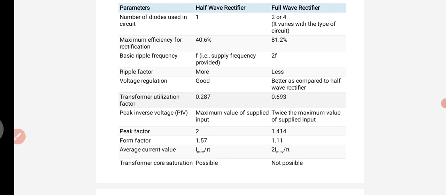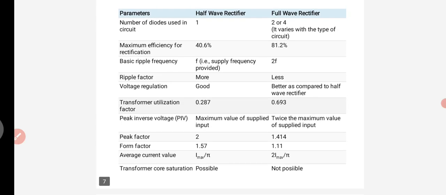Next one is basic ripple frequency. Here F, that is supply frequency, is provided. So in case of full wave rectifier, 2 times, that is 2F. So the basic ripple frequency is equal to the supply frequency in case of half wave rectifier. The basic ripple frequency in case of full wave rectifier is 2 times the supply frequency.